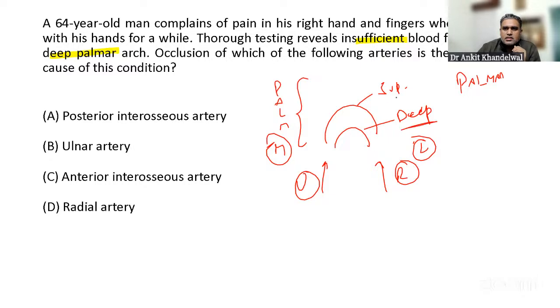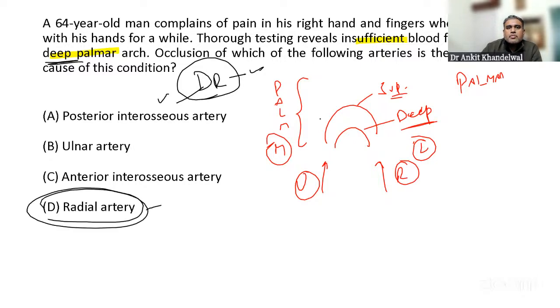Now, which arch is contributed by which artery? We can remember that by a simple mnemonic. Not all of you guys are becoming doctors? Doctor, we write DR. So deep arch comes from the radial artery. Here the problem is in the deep arch, so the answer has to be the radial artery. The superficial arch is mainly contributed by the ulnar artery and the deep arch by the radial artery. I hope this is really simple, right?